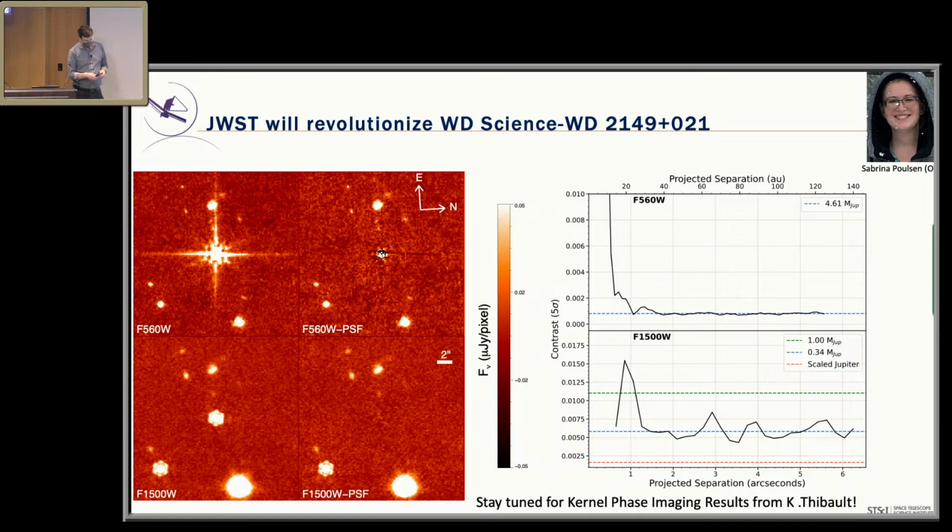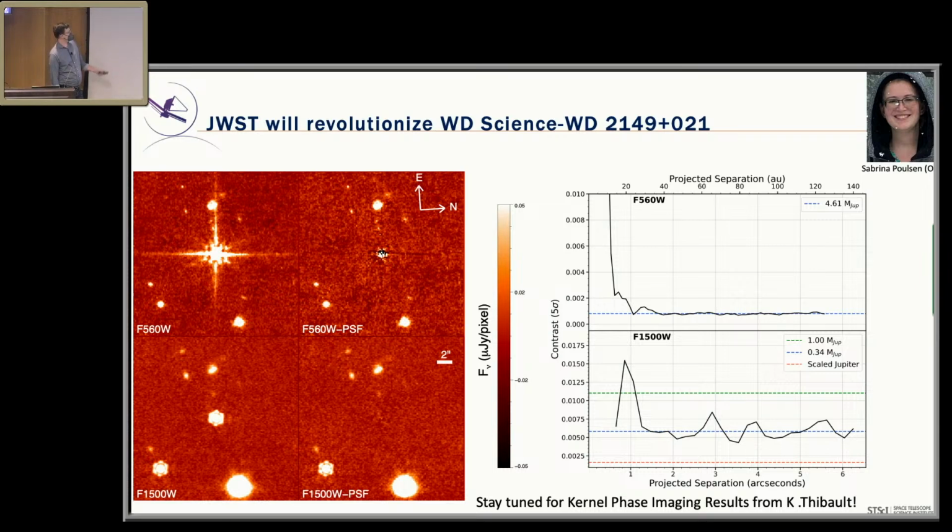So I'm showing here the initial results for our first target. This is a paper being led by Sabrina. This is WD2149, a CALSPEC HST star that is otherwise fairly unremarkable. This is the image at 5 microns of the white dwarf. You can see it's getting fainter as you get to 15 microns.